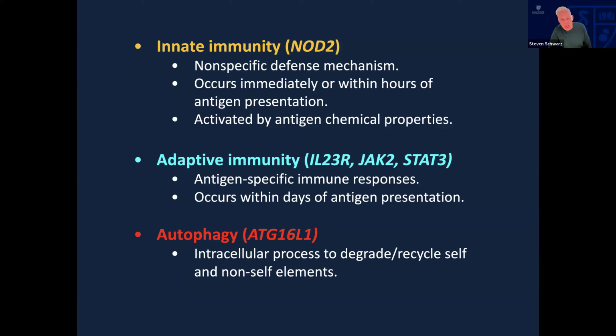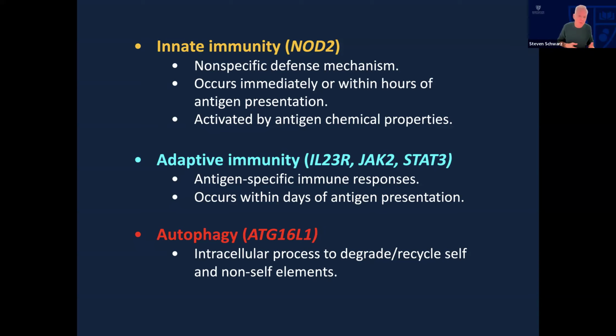So the first thing you have to understand is that the immune system is pretty complex, and it involves three very seminal and basic areas of activity: innate and adaptive immunity and autophagy. Innate immunity, which is represented by the NOD2 gene, is a non-specific defense mechanism. It occurs immediately or within hours of antigen presentation and is activated by the antigen chemical properties. In the case of NOD2, the activation is a bacterial element, the outstanding one being muramyl dipeptide.